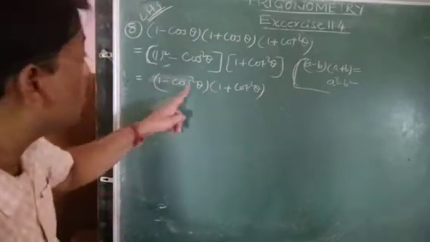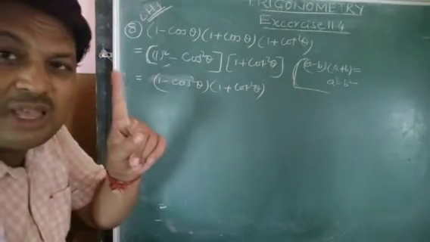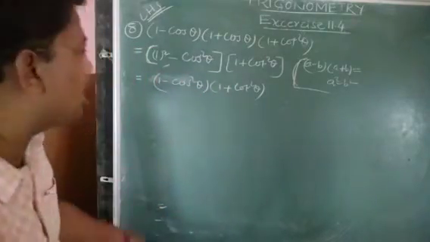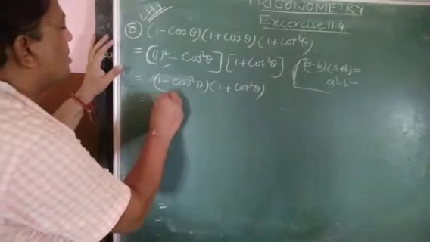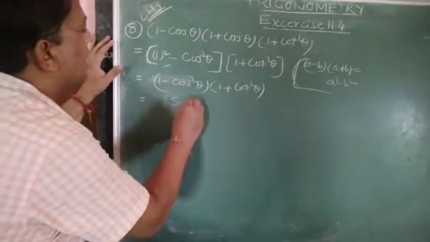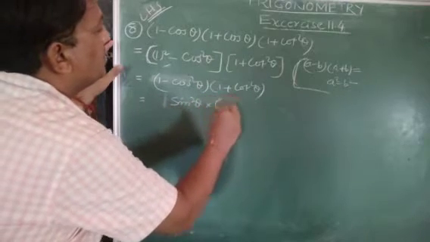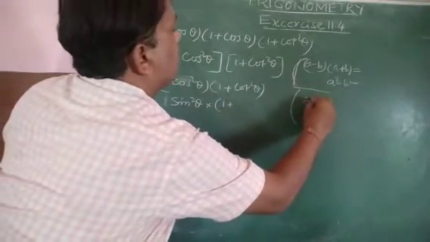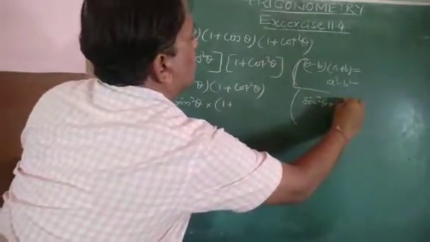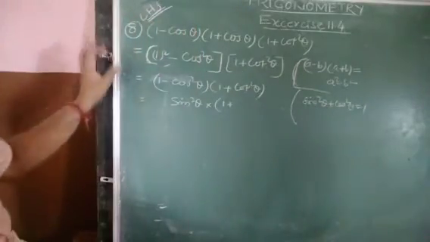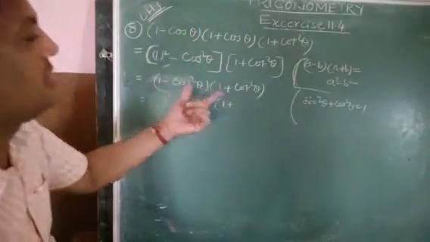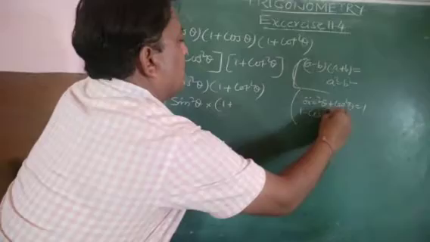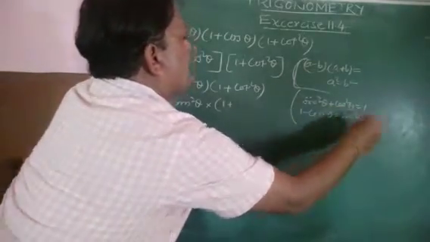Any idea by seeing 1 minus cos square theta? Whenever 1 is there and a square of a trigonometric ratio is there, you should once think about the trigonometric identities. I am writing here what? Sin square theta plus cos square theta is equal to 1. With that, in place of 1 minus cos square theta, I am writing sin square theta. That is, 1 minus cos square theta is equal to sin square theta.